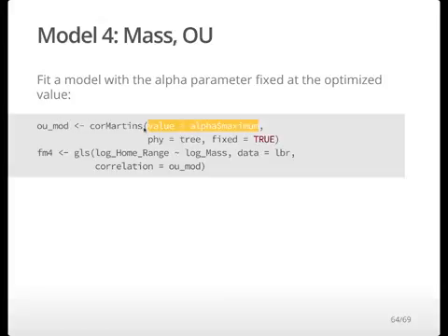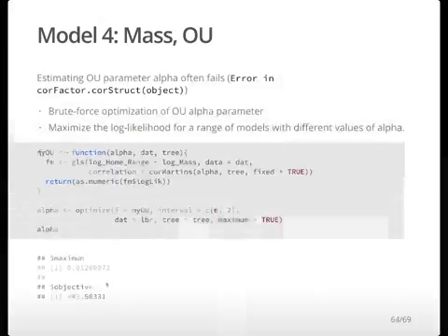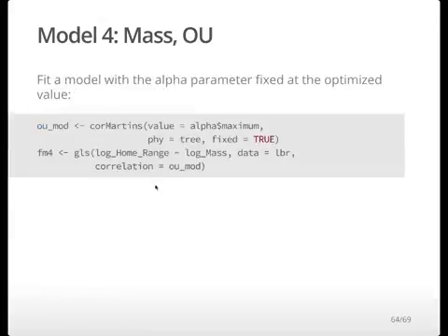So the OU model is Core-Martin's. The value comes from the maximum value of our alpha parameter, which is just this value here, the thing we were trying to maximize. And here's the tree, and then we fixed equals true basically says don't estimate anything.